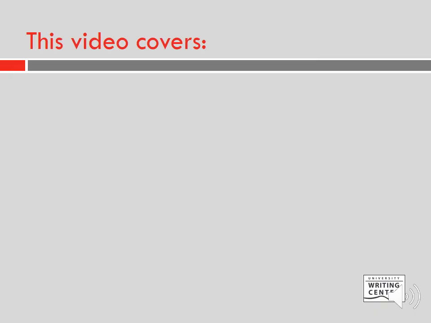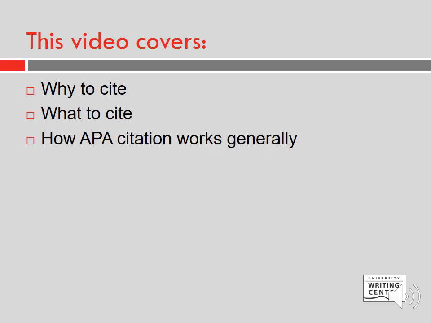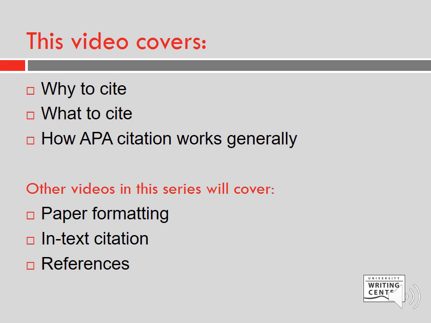The main topics covered in this video are why to cite, what to cite, and how APA citation works generally. We begin with these three concepts because they are helpful for understanding the role of academic citation in scholarship and in adapting to new citation contexts. The additional videos in this series cover more specific aspects of citation, paper formatting, in-text citation, and the reference pages.